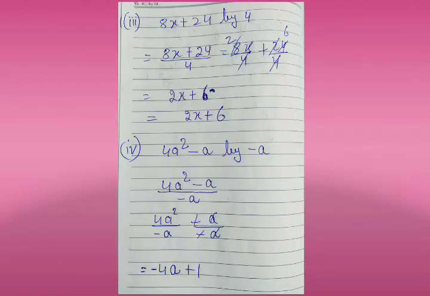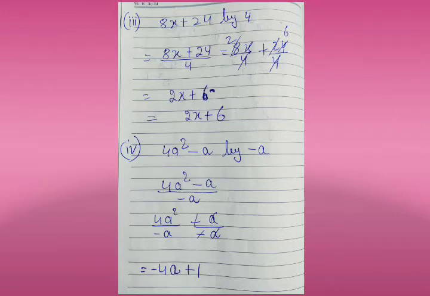Now next, 8x plus 24 divided by 4. So again 8x plus 24 divided by 4 we will write first, then we will write 8x divided by 4 plus 24 divided by 4. So 4 2s are 8, and this side 4 6s are 24. So the answer will be 2x plus 6.